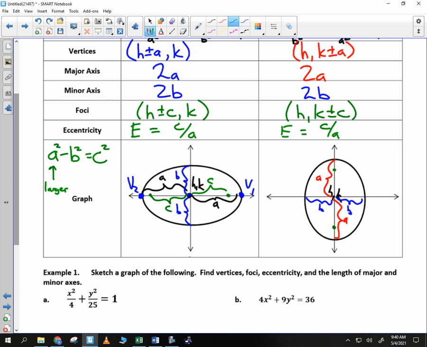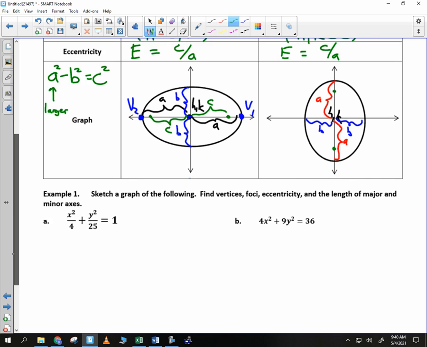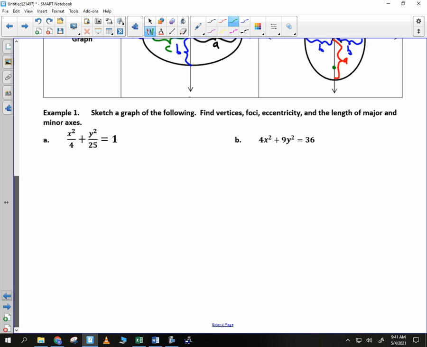So you've taken enough notes. Now you just want to see the application of one. What does this actually look like when we graph it? And I'm going to help you through that. Letter A. Is this stretched more horizontally or more vertically? Vertically. Why? Yep. The a value is under the y because 25 is larger. So I'm going to show you how to sketch this. They sketch so much more quickly than a parabola or anything else. You can make a graph.